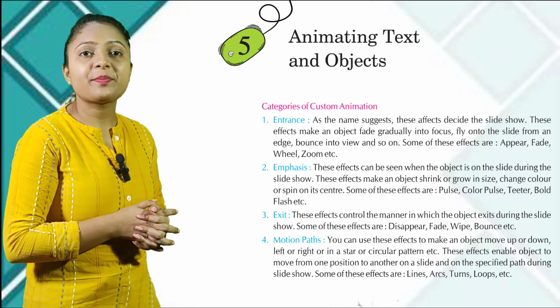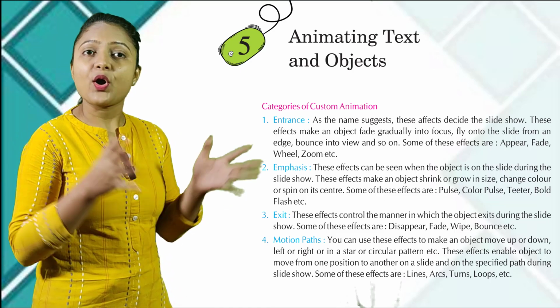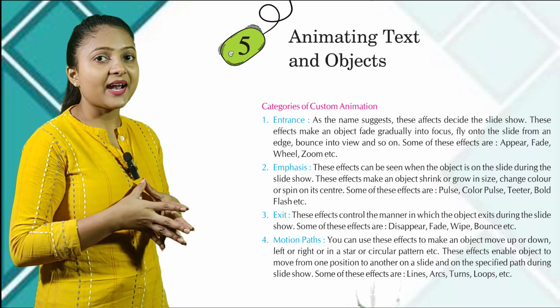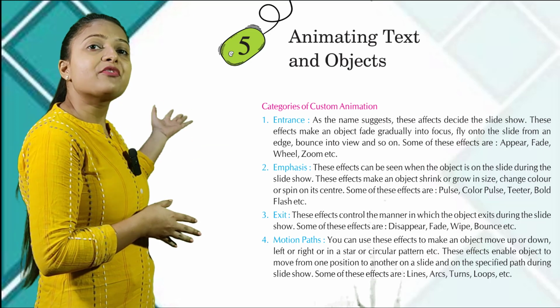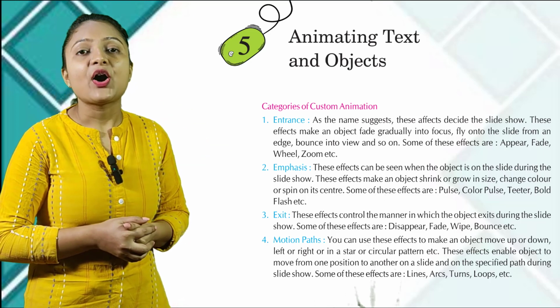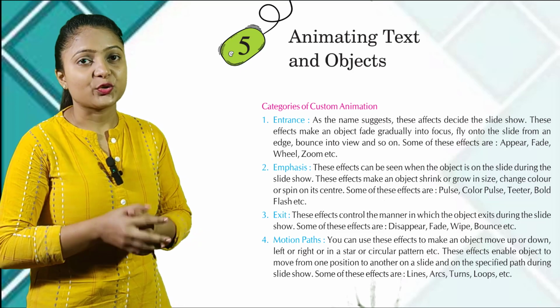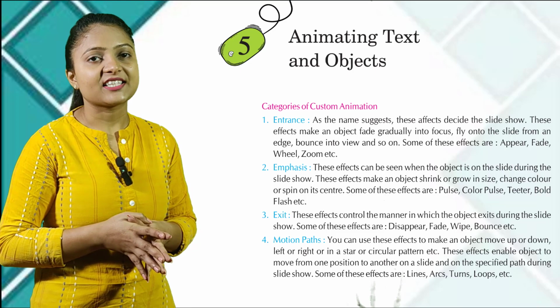Number 4. Motion paths. You can use these effects to make an object move up or down, left or right, or in a star or circular pattern, etc. These effects enable an object to move from one position to another on a slide and on the specified path during slideshow. Some of these effects are lines, arcs, turns, loops, etc.